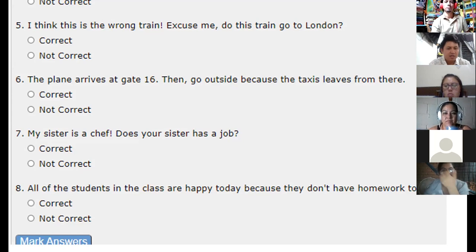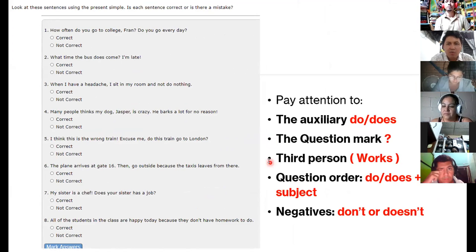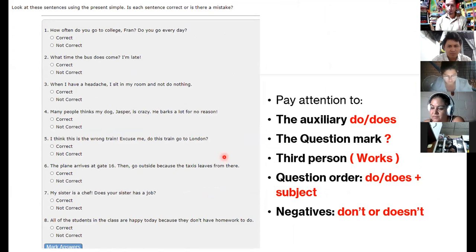So, all the students in the class are happy today. Why? Because they don't have homework to do. Yo creo que ustedes son el caso, because tomorrow is Saturday. Okay. So, cuestiones de gramática son de repente complicadas, pero como decimos en español, es un mal necesario. ¿Cómo decimos un mal necesario en inglés? Necessary evil, right? It's a necessary evil.